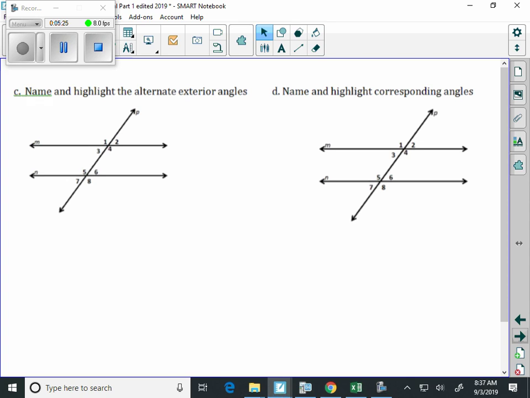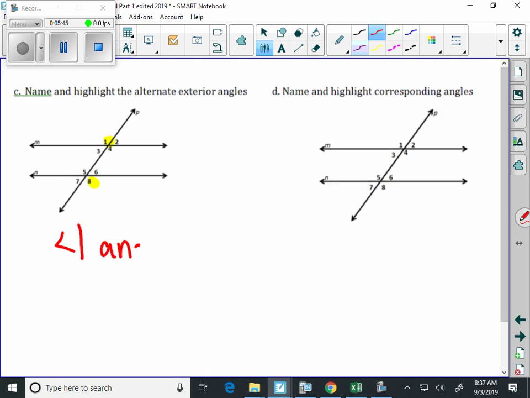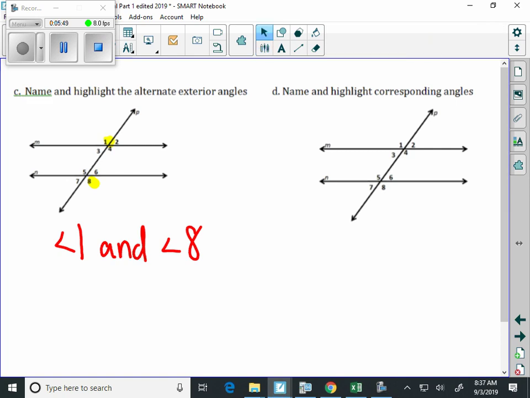Alternate exterior angles. They have to be outside of the parallel lines, and on either side of the transversal. Something like angle 1 and angle 8. Not your only choice. We could have angle 2 and angle 7.